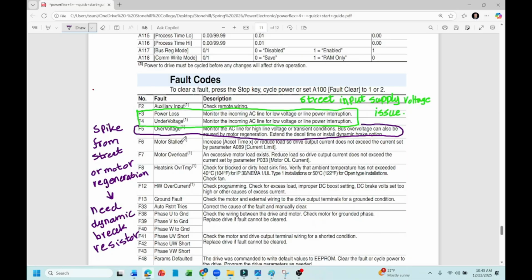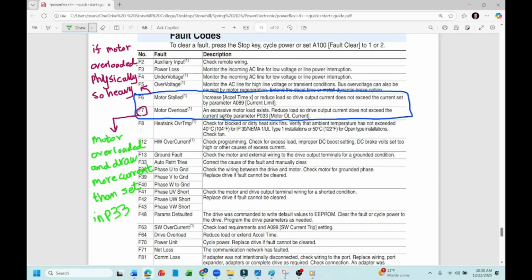So technically the motor plays the generator role and somehow gives the power back to the VFD. If that's the case, you could actually get this error too, which is F5, and you need to have a dynamic brake resistor, which we already explained in one of our videos. Okay, so the next fault codes are F6 and F7.